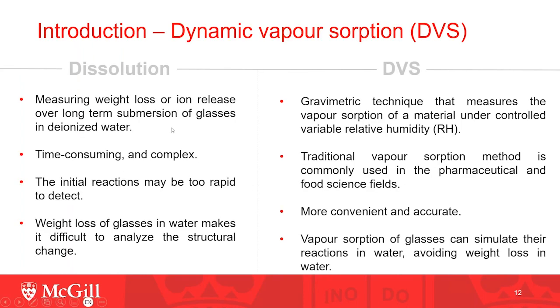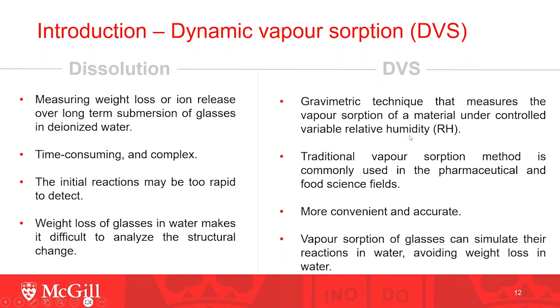Additionally, the reactivity of glasses with water has been determined by measuring the weight change or ion release during long-term submersion of glasses in DI water. This method is time-consuming, and the results are not transferable since this method is complex to keep consistent. Moreover, by using this traditional method, the initial reaction between glass and water may be too rapid to detect, and the weight loss of glasses in the water makes it difficult to characterize any immediate structure change to understand the reaction between glass and water.